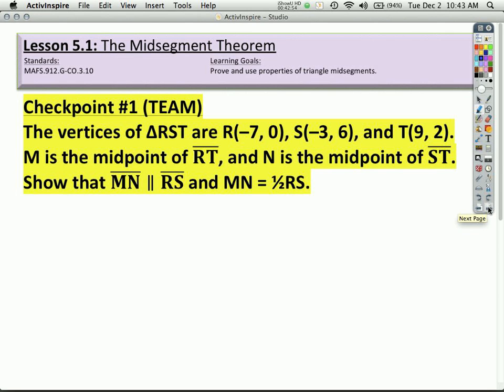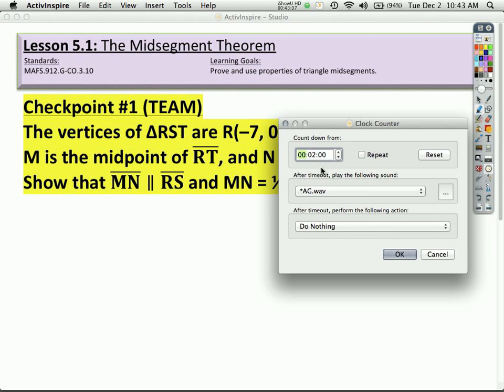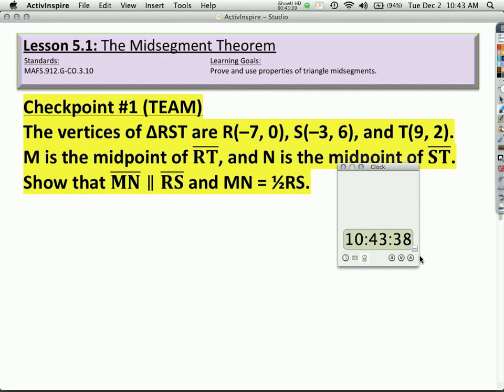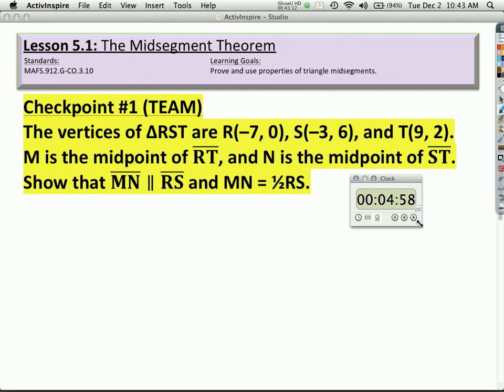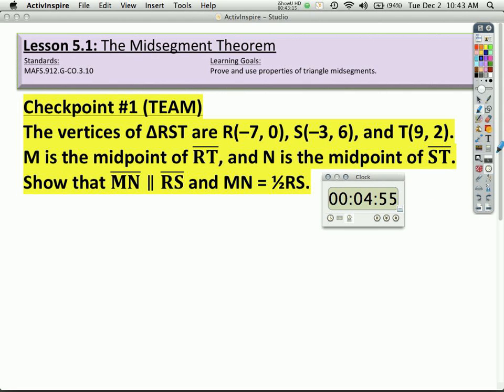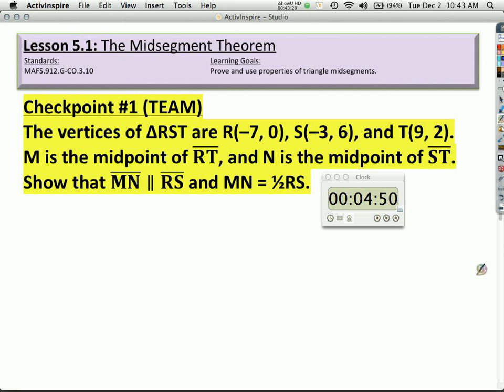Okay, checkpoint number 1. You're going to work as a team, so I'm calling this a team checkpoint, but you are not allowed to draw the picture. Now you must do everything without the picture, but you already know what to do. So we'll put 5 minutes on the clock. Work with your team, figure things out, compare results, come to some conclusions. We're trying to informally show that MN is parallel to RS and that MN is half of RS. If you have any comments or questions, just raise your hand and I will come to you.